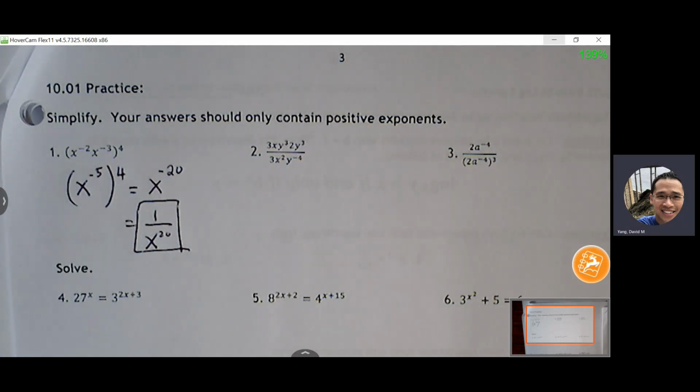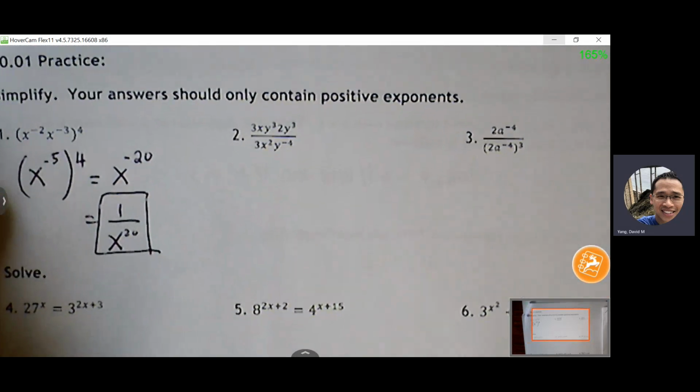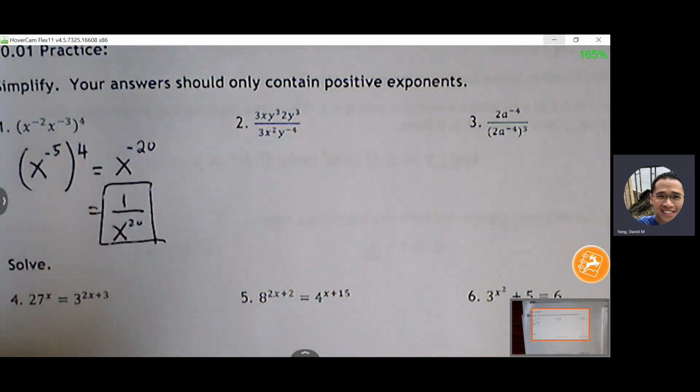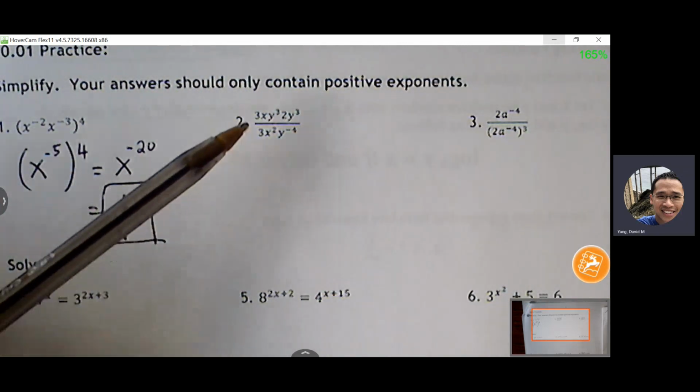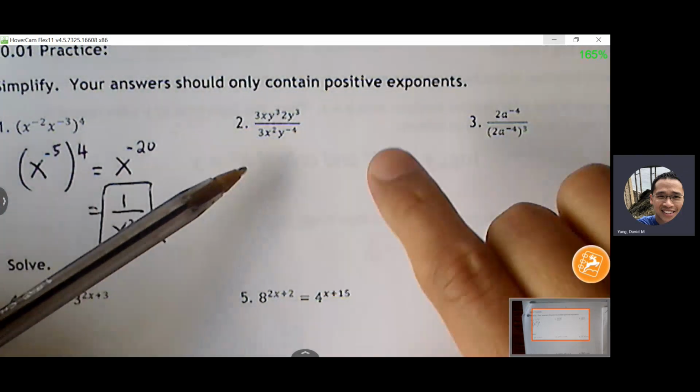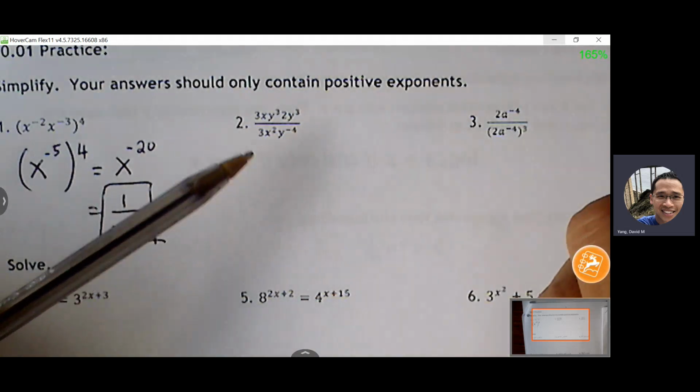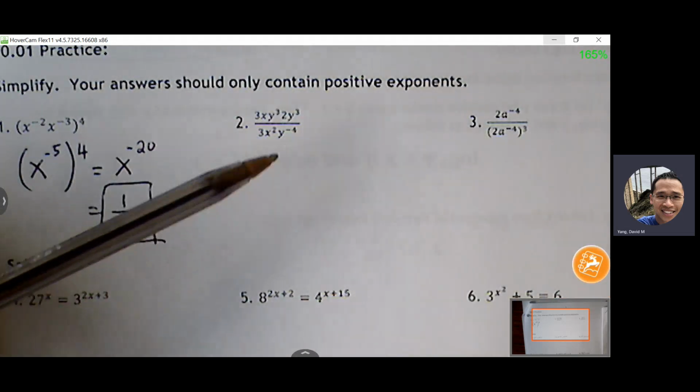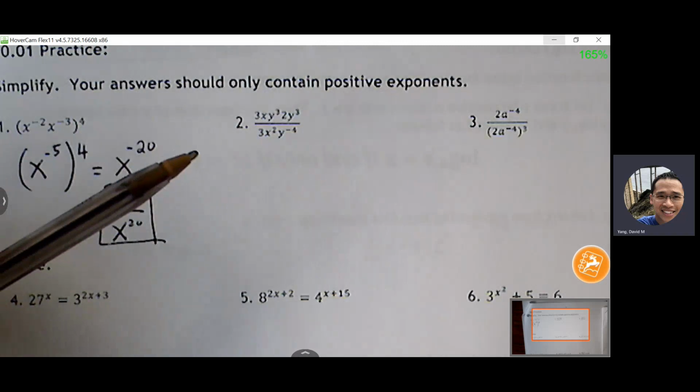Okay, so number 2, again, there are a lot of ways that you can go through your steps. Everybody may take a slightly different step, which is fine as long as you're following the rules. And also, every time I do these problems, sometimes I see something, I may do something in a different order.